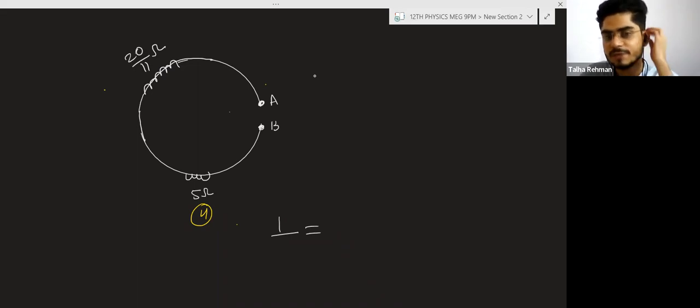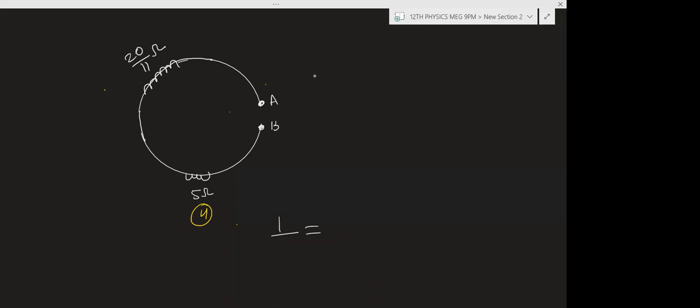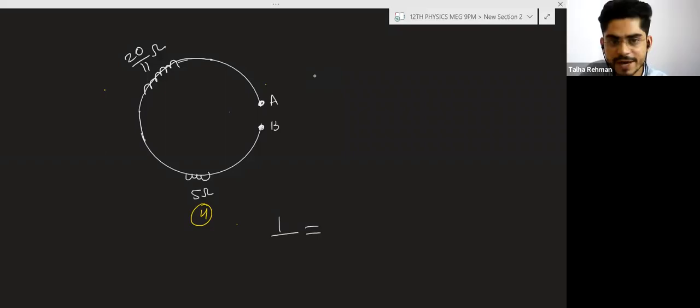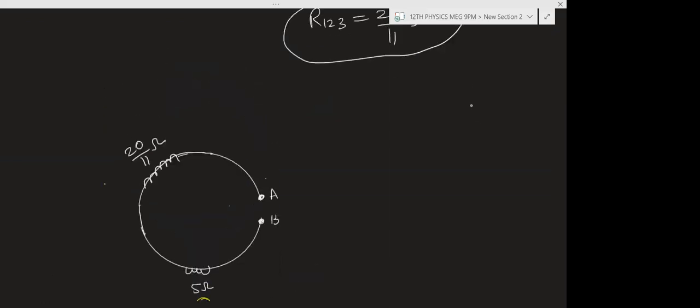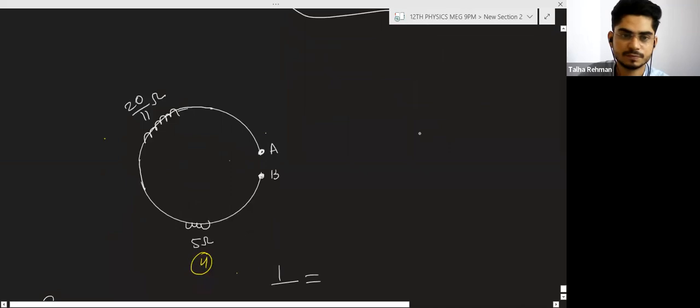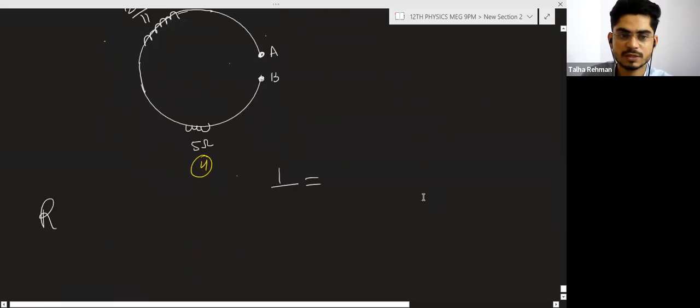Now Hamza, please tell me, are this 20 by 11 ohm and 5 ohm in series or parallel? Sir, they are in series. Very good, because the wire is same. They are connected on the same wire. So you can calculate the equivalent resistance between this point and this, which is R123. So this is a series combination.